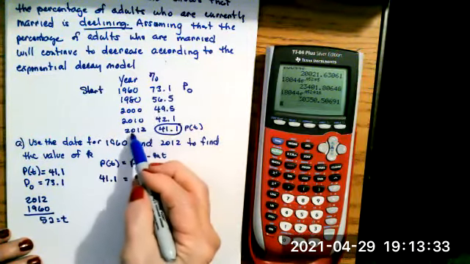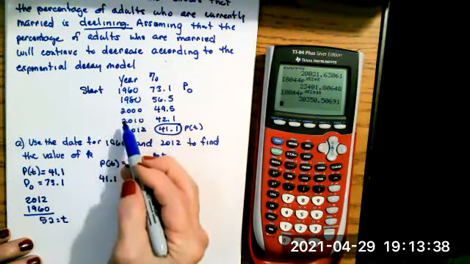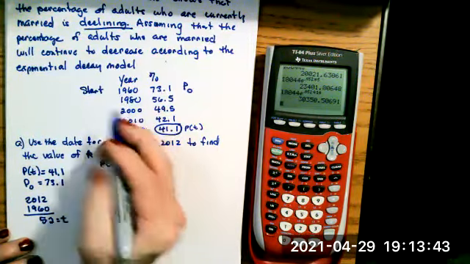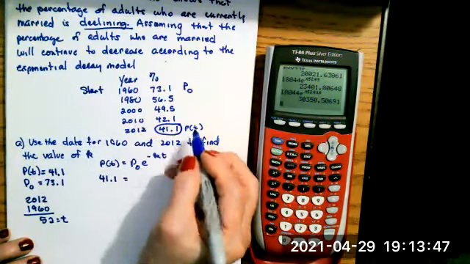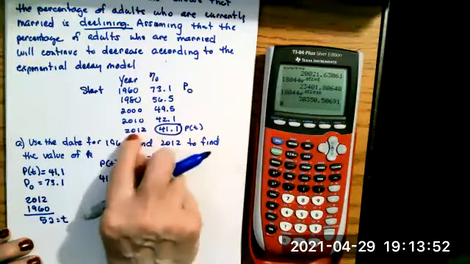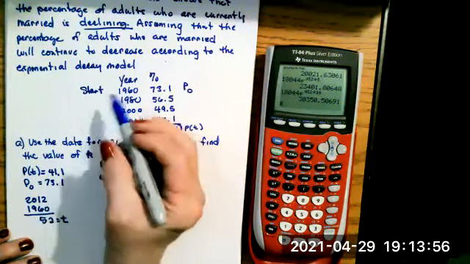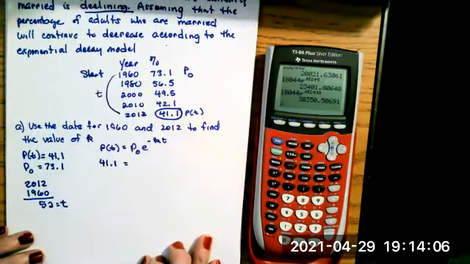P of T is where you're going to find some value down the list. You could have used any of these, actually. They just ask you to use 2012. But this is going to be your information for P of T, whatever this last one is. So your P of T amount is 41.1, and it happened in 2012. So you've got to figure out how many years there are between 1960 and 2012 to get your T. That'll get your T.